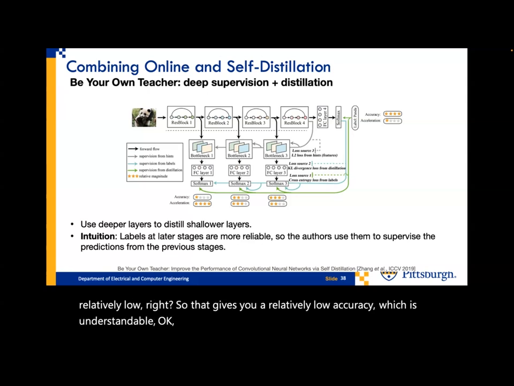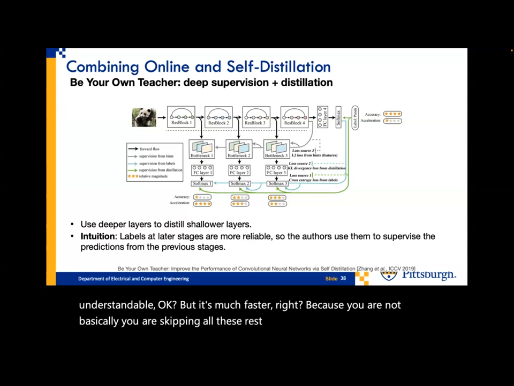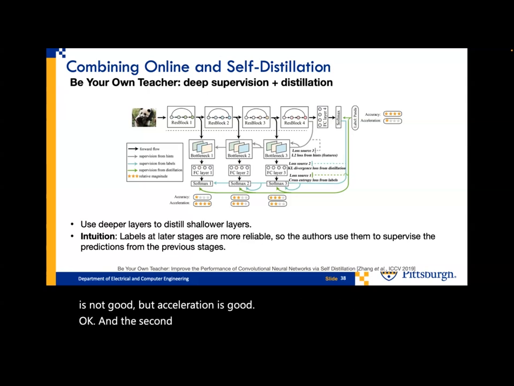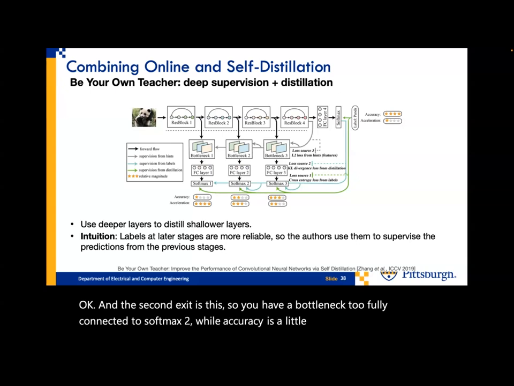Because you are skipping all these ResNet blocks, the accuracy is not good, but the acceleration is good. And then the second exit is this. You have a bottleneck 2, fully connected layer 2, softmax 2. Accuracy is a little bit better, and acceleration is slower because now I need to calculate 2 more blocks.